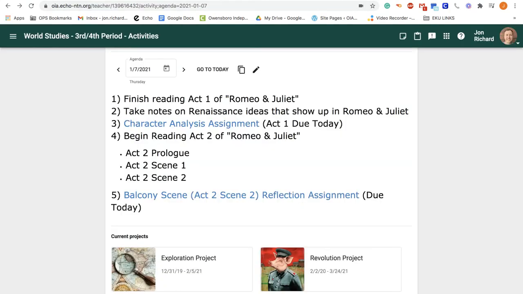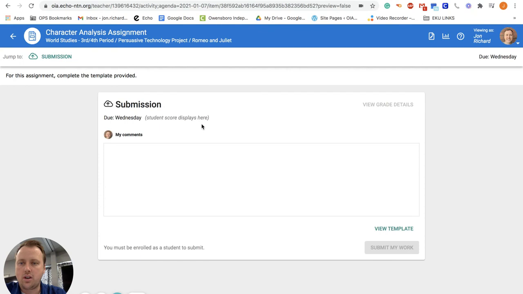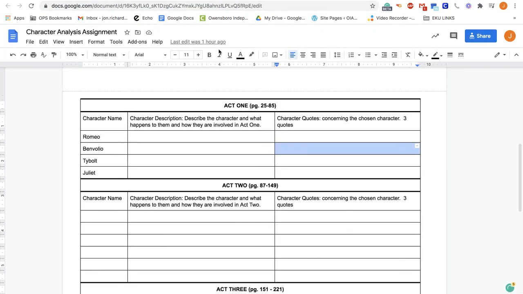Okay, all right, let's head back over to our echo. And then we're going to go to number 3. We kind of skipped number 3 because I thought, well, let's just keep reading. We had good rhythm going. Let's look at our character analysis assignment and get that started. Go ahead and open up that template and submit that template. That template should look like this.